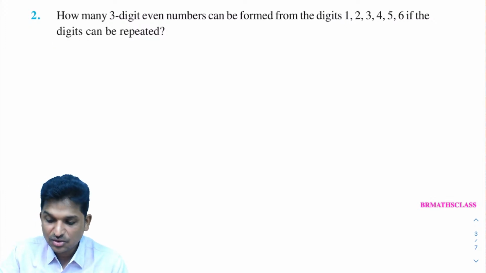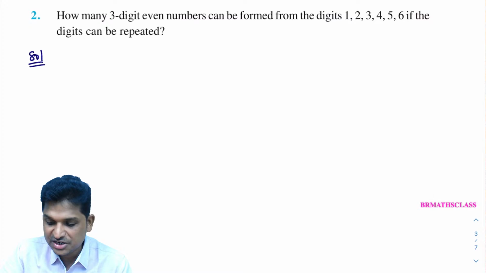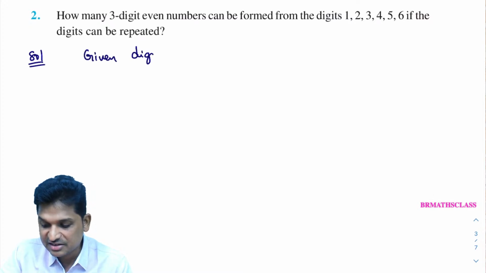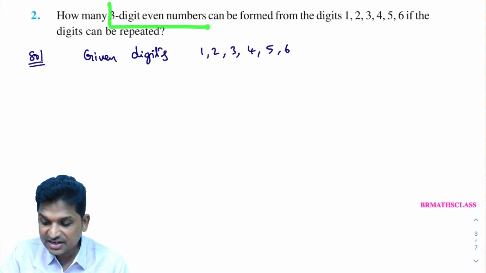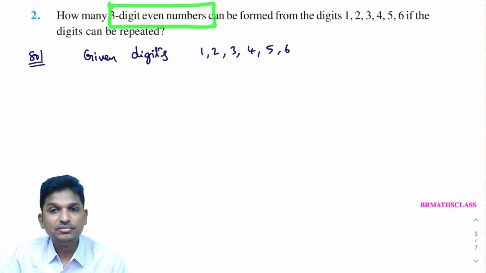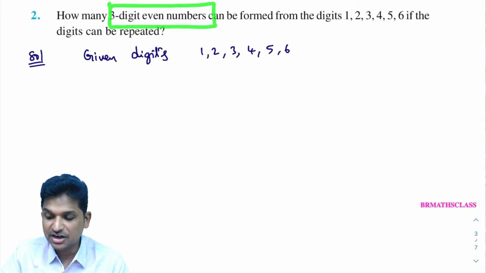First point, what is the given information? First I will write the given digits. Given digits 1, 2, 3, 4, 5, 6. And we need to form a 3-digit even number.